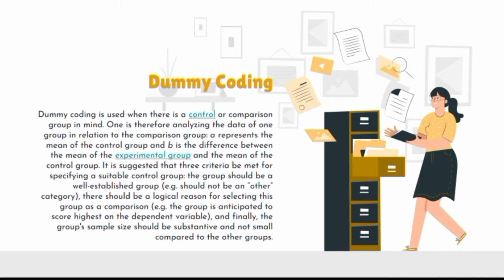It is suggested that three criteria be met for specifying a suitable control group. The group should be a well-established group, should not be an "other" category, and there should be a logical reason for selecting this group as a comparison. The group is anticipated to score highest on the dependent variable, and finally the group's sample size should be substantive and not small compared to the other groups.